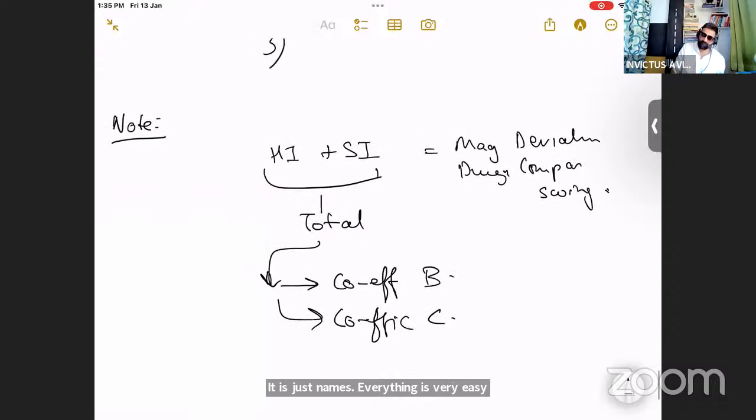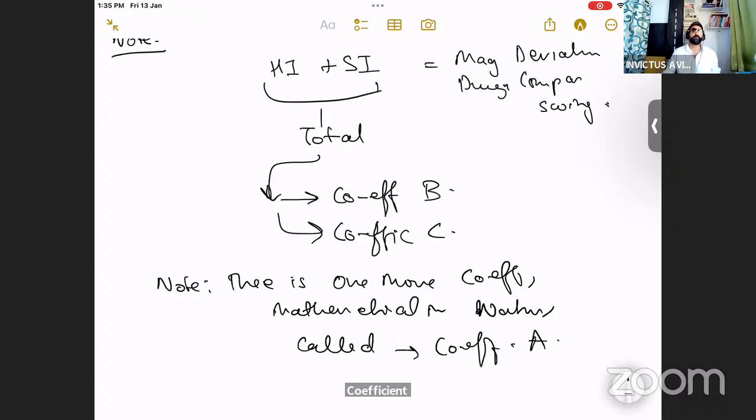Note, there is one more coefficient, mathematical in nature, called coefficient Alpha.